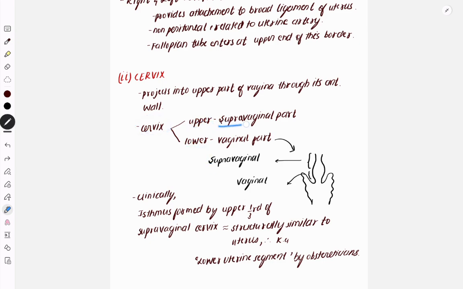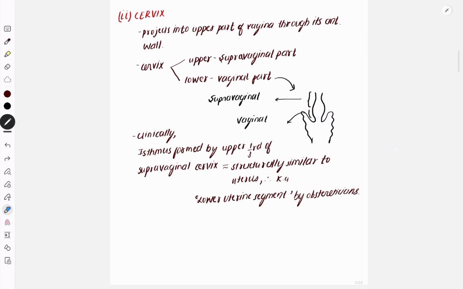The upper part of the cervix is called the supravaginal part, and the lower one is called the vaginal part. So the part of the cervix located above the vagina is the supravaginal part, and the part located within the vagina is the vaginal part of the cervix. Supravaginal part and vaginal part of cervix.